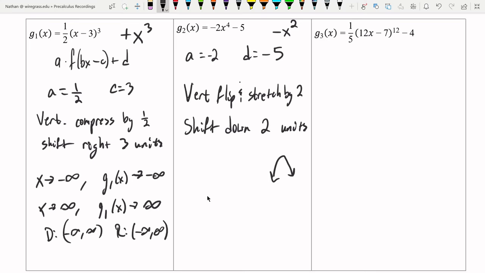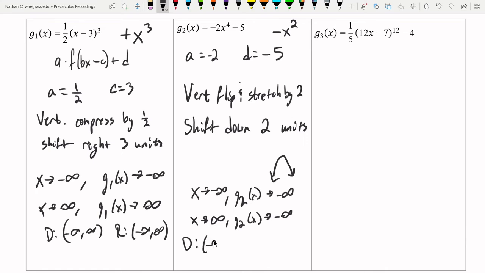It follows the same behavior. So the end behavior is going to be as x goes to negative infinity, g2 of x goes to negative infinity, and as it goes to the right, it also does the same thing. Now, the domain, of course, is everything. There's no issues with taking a number, taking it to the fourth power, multiplied by -2, then subtracting 5.